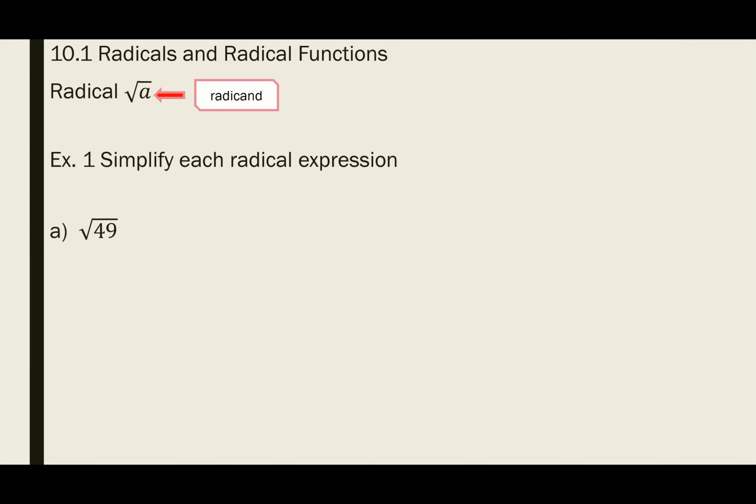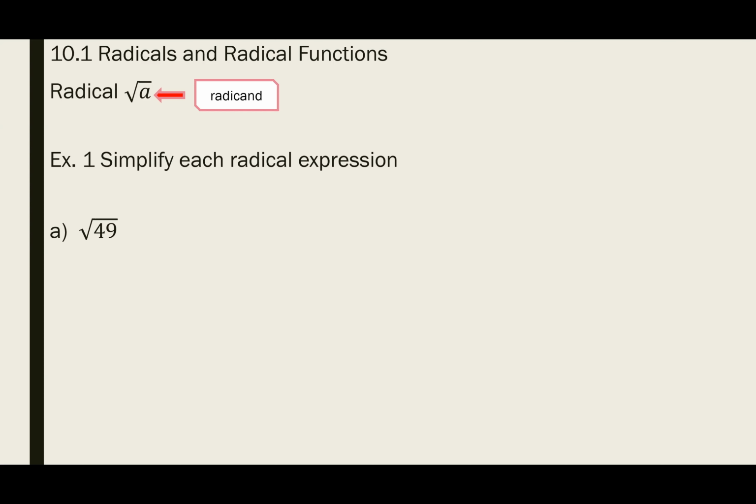Okay, so again, this is not an equation. Well, it's an expression because there's no equal sign. But in terms of this item here, this is our goal: if we have the square root of 49, how can we simplify the square root of 49?